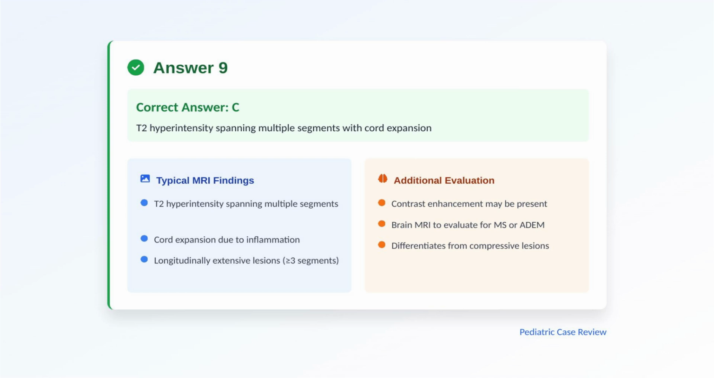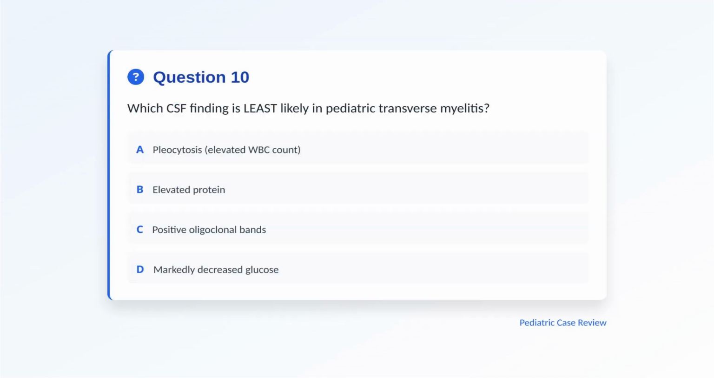Typical MRI findings in transverse myelitis include T2 hyperintensity spanning multiple segments with cord expansion due to inflammation and edema. Longitudinally extensive lesions extending over 3 or more vertebral segments are common, particularly in children. The affected spinal cord often shows enhancement with contrast. Brain MRI should also be performed to evaluate for additional lesions that might suggest conditions like multiple sclerosis or acute disseminated encephalomyelitis. Question 10 addresses cerebrospinal fluid findings.